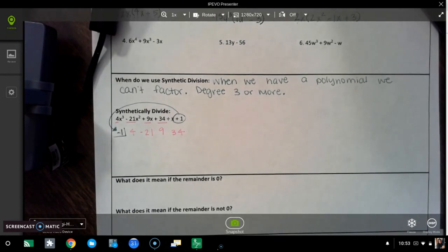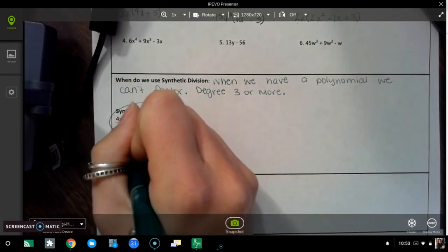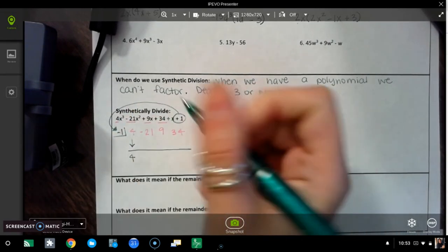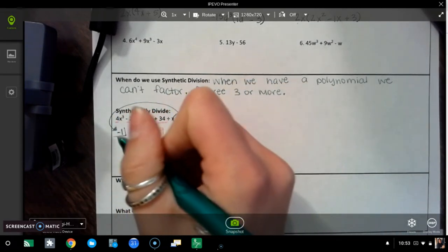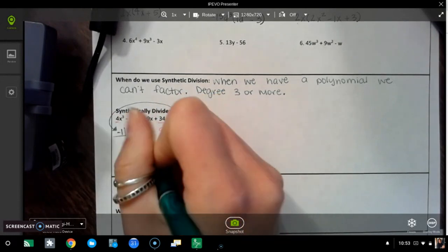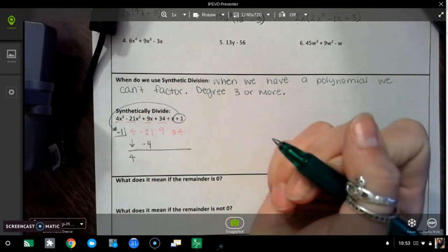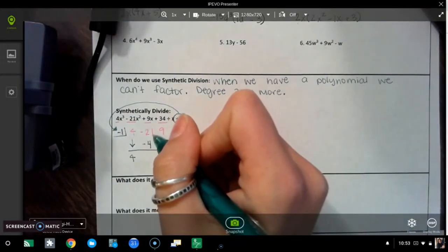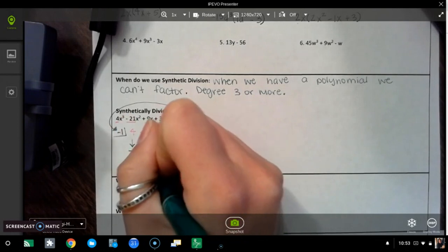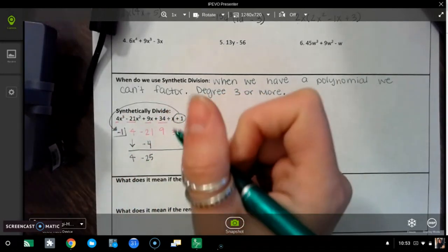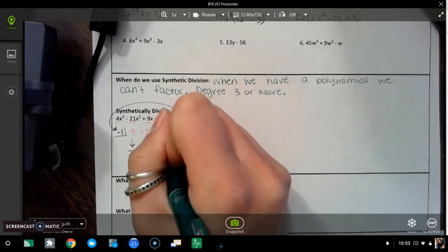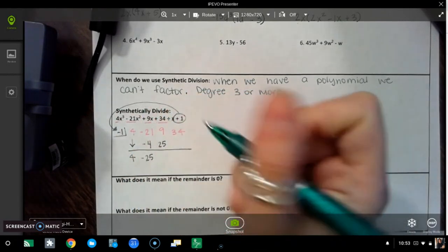Our first step is always to bring down our first coefficient, so 4. And then you're going to take what is in our box, multiply it by our first coefficient, and pull it up here. So negative 1 times 4 gives me negative 4. Negative 21 plus negative 4, we are adding these together. So that's going to give me a negative 25. Negative 1 times negative 25 is going to give me a positive 25.